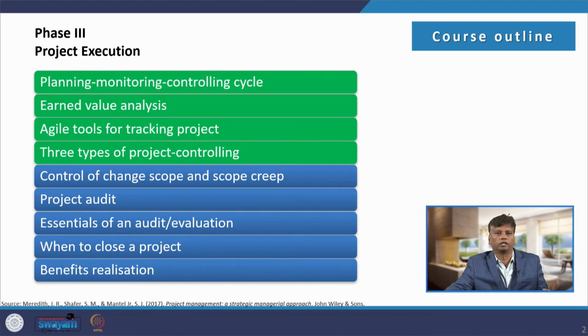Dear students, today we are discussing project controlling. We are going to discuss three types of controlling the project. In the previous class I discussed some of the agile tools for tracking the project. Now I am discussing three types of project controlling techniques.